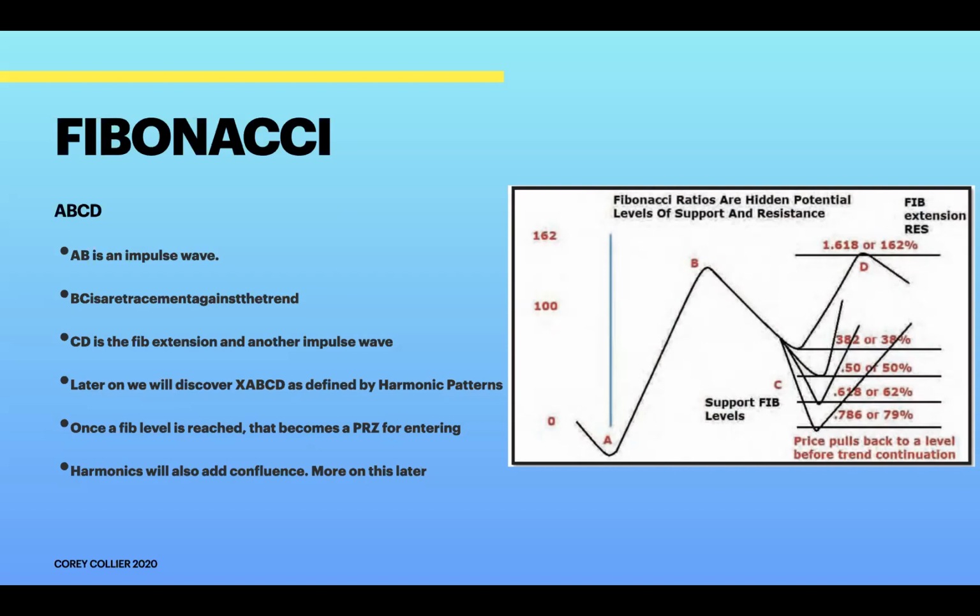Once a fib level is reached, that becomes a PRZ, price reversal zone, for entering. So what I'm saying right here, guys, is once you see wave C, or not wave C, once you see Fibonacci C, that I'm going to deem Fibonacci C being completed, or it looks like it may be completed, understand that that's a price reversal zone. Previously, I taught you guys some candles, right, to be looking for at support and resistance.